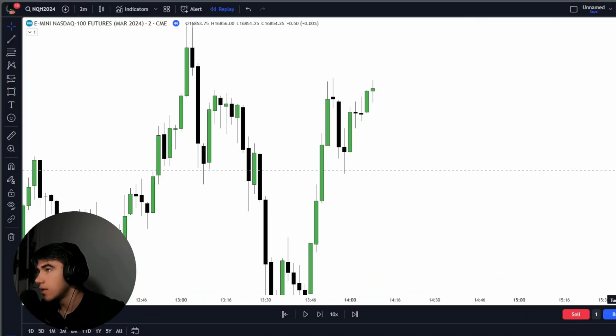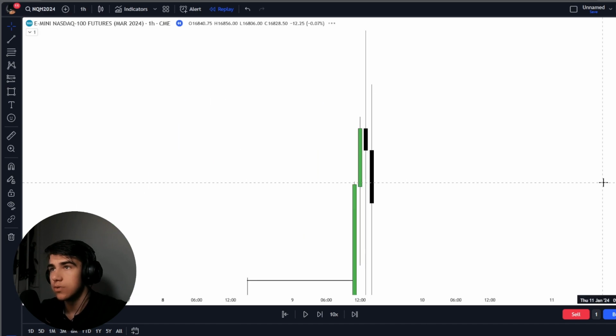What are we displacing below? What are we failing to displace below? What are we displacing above? And what are we failing to displace above? What PD arrays are holding and what PD arrays are not holding? So it is extremely simple once you look at it this way.